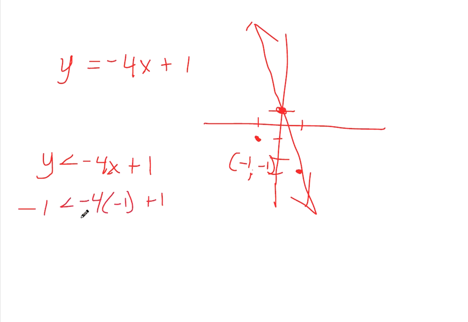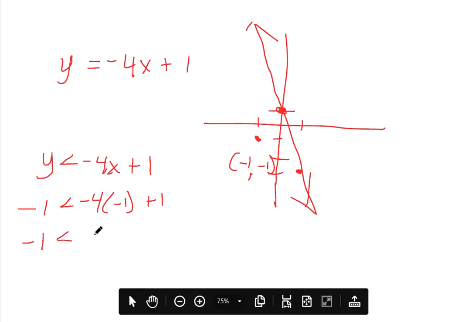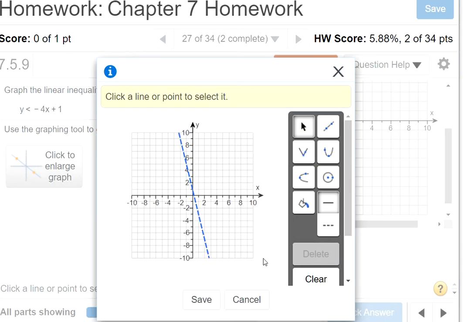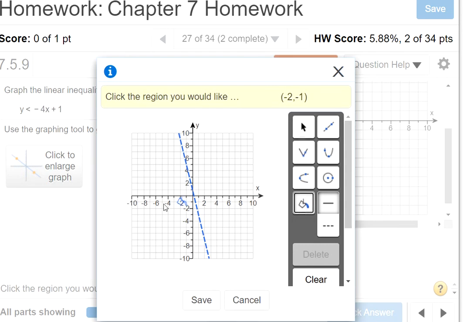If it makes a true statement, then that is the side you need to shade because that is the side that gives the truth. Okay? Is negative 1 less than 5? It is, right? Owing $1 is less money than having $5 in your pocket. So we need to shade this side with the bucket tool.